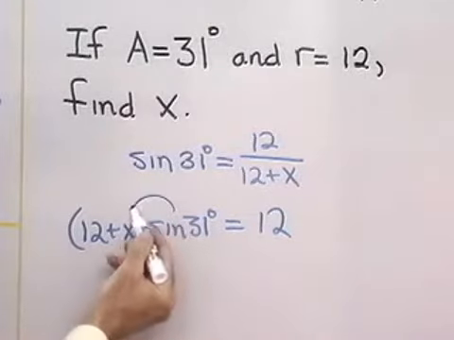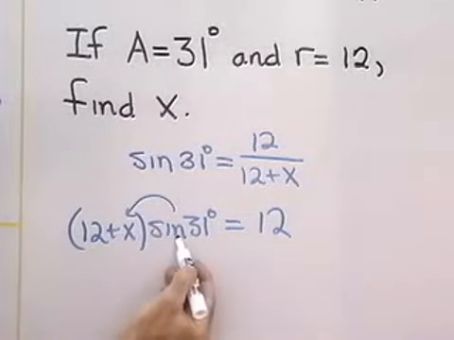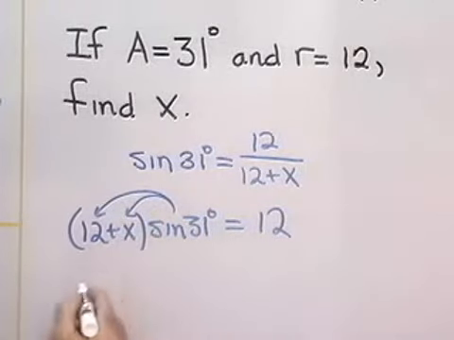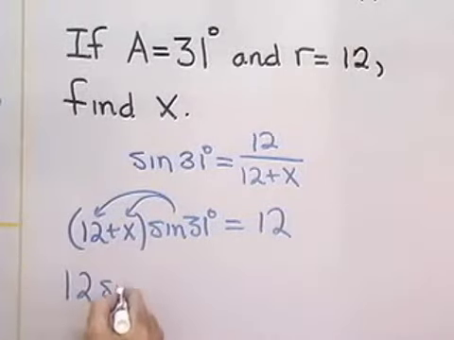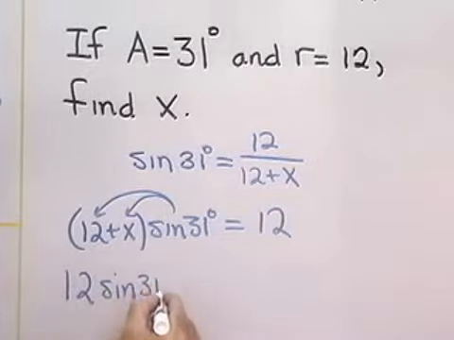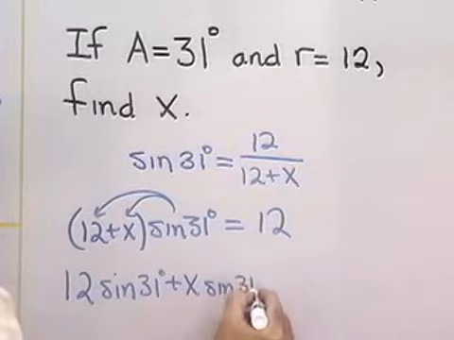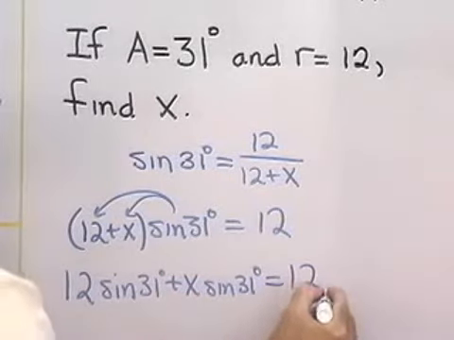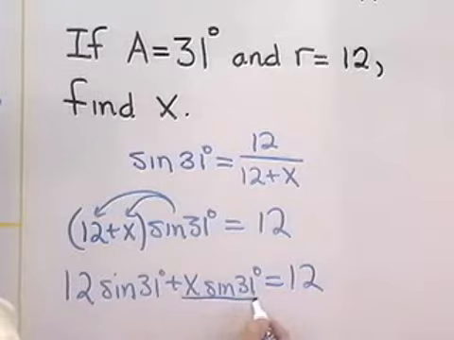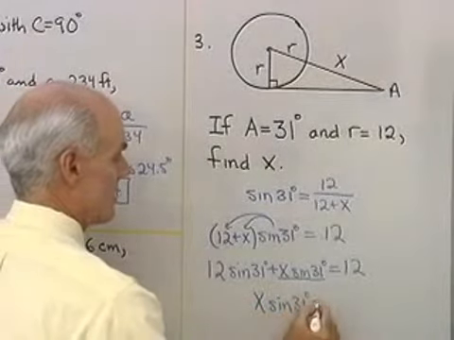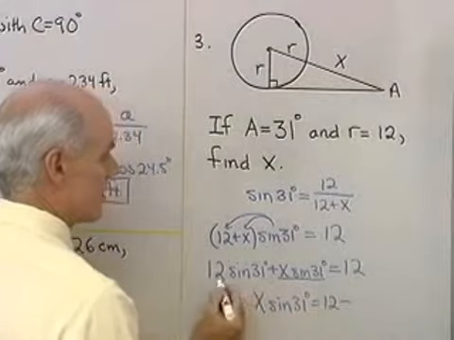Little distributive property here. Remember, sine 31 is just a number. So sine 31 degrees is a number. I'm going to multiply times x and times 12. I get 12 sine 31 degrees plus x sine 31 degrees is equal to 12. Now here's my only term with x in it, so I'm going to leave that on this side. I'll subtract this from both sides. X sine 31 degrees is equal to 12. Subtract 12 sine 31.